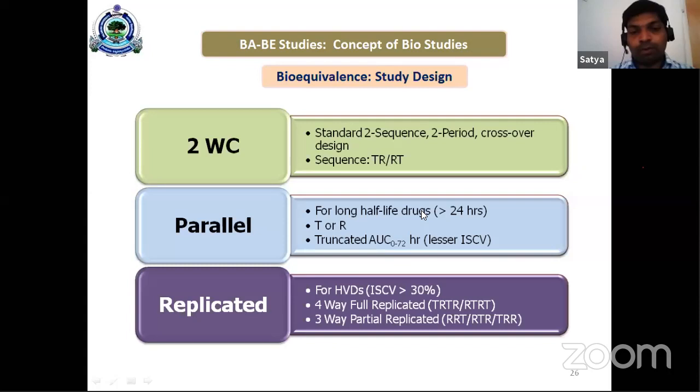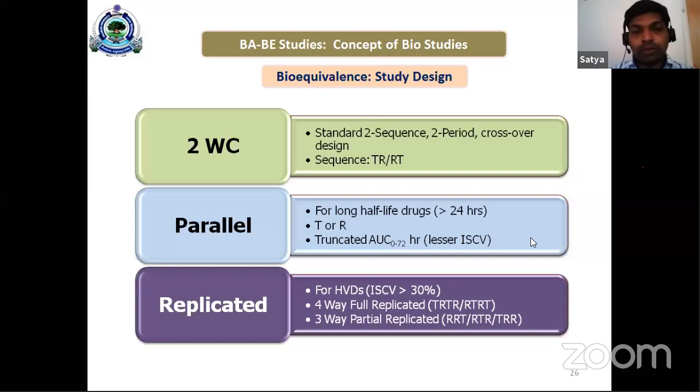Among 40 subjects, 20 will receive test and 20 will receive reference, and they will check out from the study. There will not be any washout, and there will not be any period two; they will be out from the study. So PK will be measured, and instead of full AUC, they will go for AUC 0 to 72.